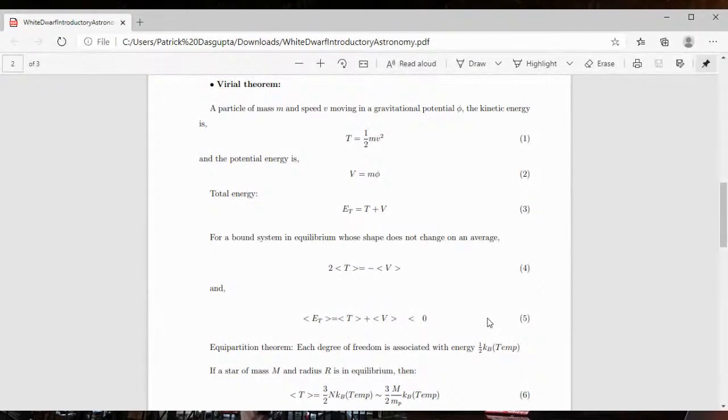And if I have a system of gas at a temperature T, then I know that for every degree of freedom of the particles constituting the gas, either electrons or protons, the associated thermal energy is half k_B times its temperature. k_B is the Boltzmann constant.